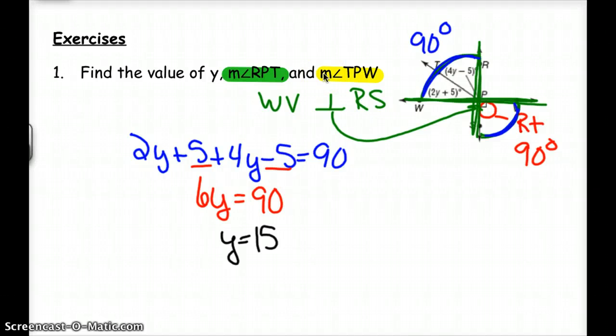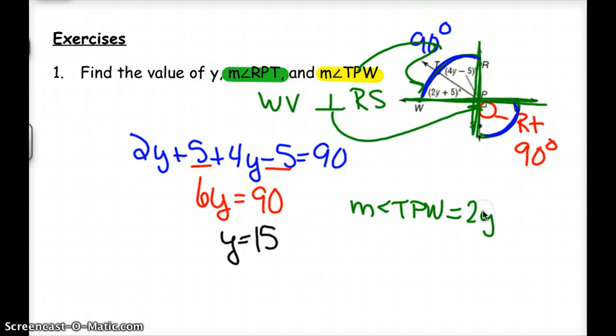And so I need to find one of those. I'm going to find the measure of angle TPW. TPW is right there, which is 2y plus 5. And you might be saying, well, Miss Hefty, why did you pick that one? It doesn't matter which one you do. So again, you guys need to write down the angle, and you need to show your work on that.